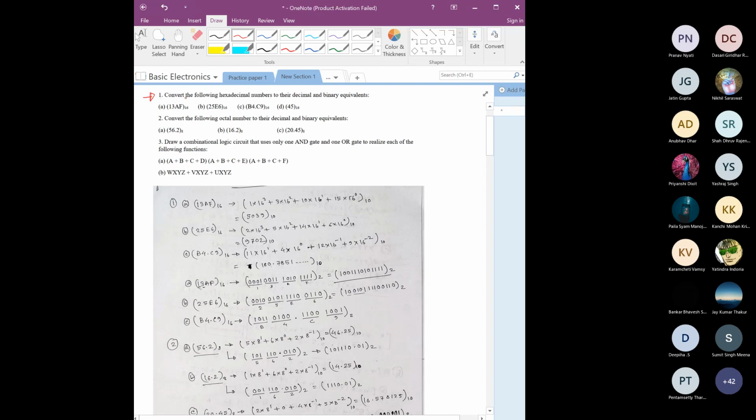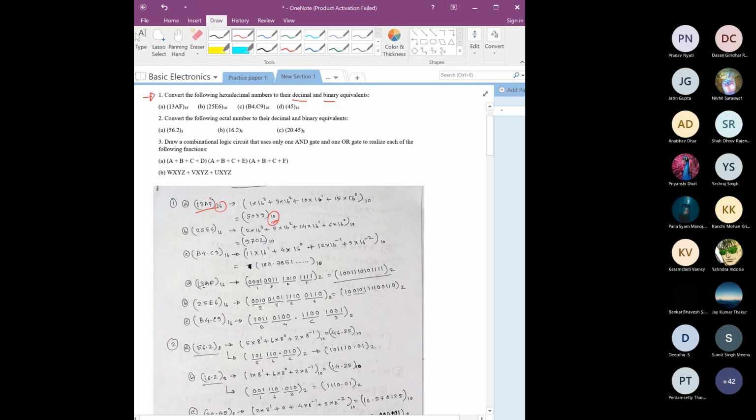So the first question is: convert the following hexadecimal numbers to their decimal and binary equivalents. So we need to convert them to their decimal part and then the binary part. So this is the hexadecimal number. You know how to convert it into decimal, right? Here it is base 16, here it is base 10.